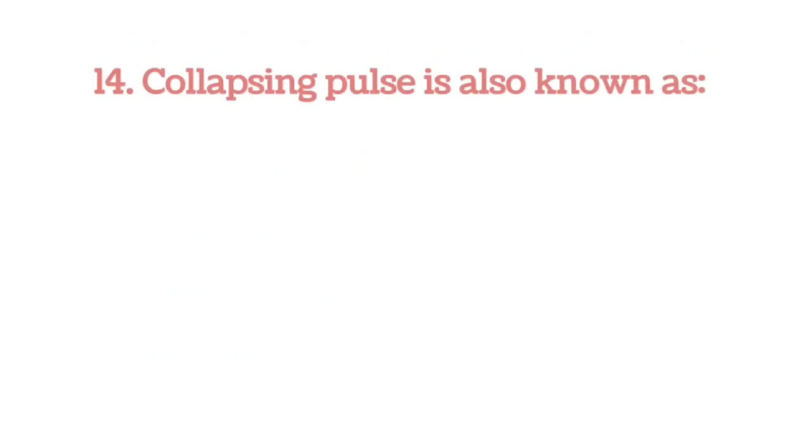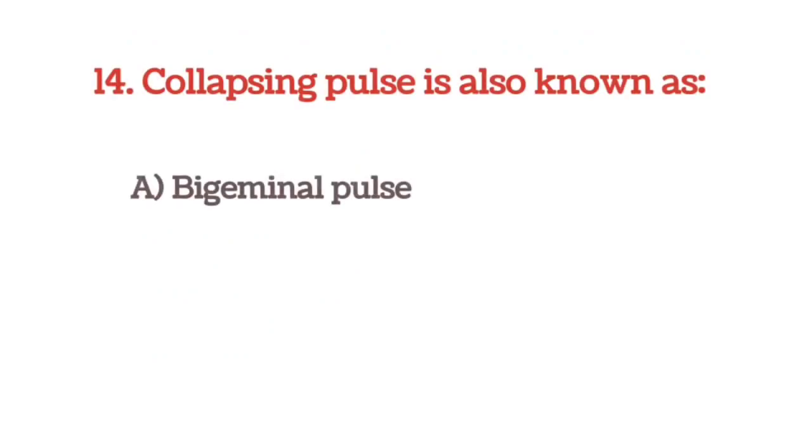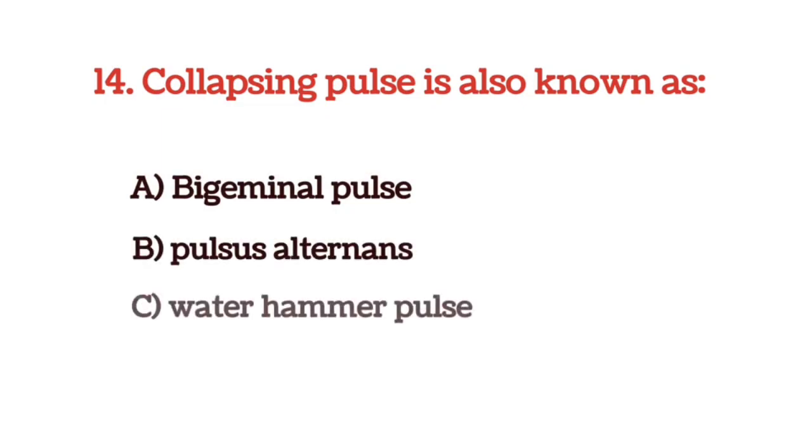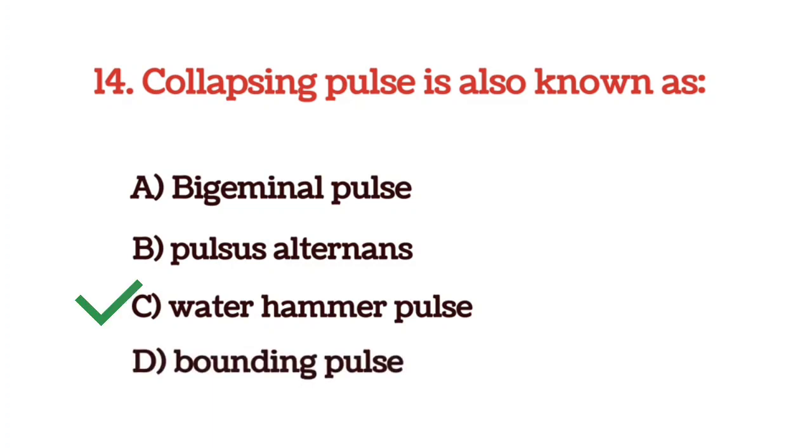The next question is, collapsing pulse is also known as, and the options are bigeminal pulse, second, pulsus alternans, then water hammer pulse, and bounding pulse. And the correct answer is water hammer pulse, also known as collapsing pulse.